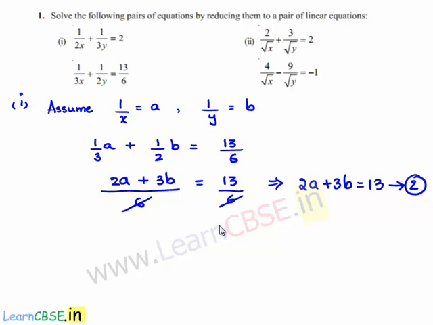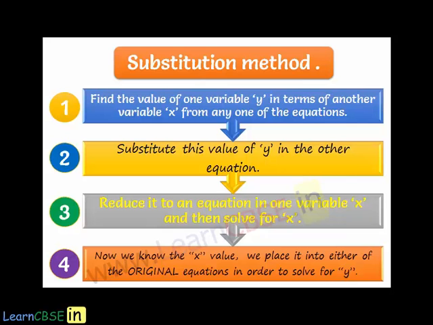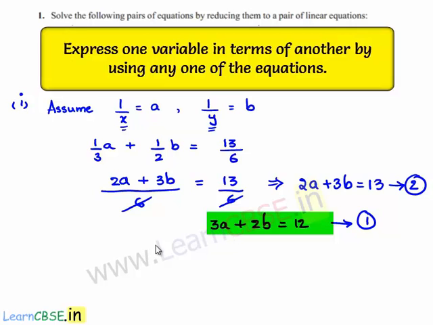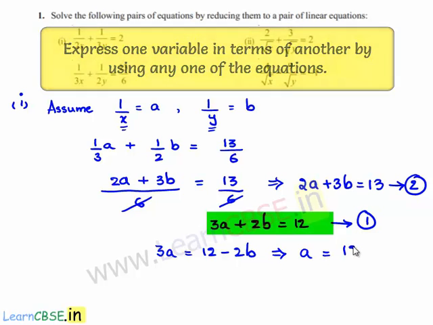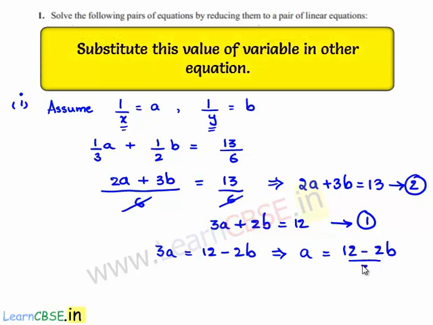We have got the first equation as 3a plus 2b is equal to 12. This is equation number 1. Now let us solve the first and second equations in order to obtain the values of a and b, from which we can obtain the values of x and y. Now the first equation can be written as 3a is equal to 12 minus 2b, that implies a is equal to 12 minus 2b divided by 3. Now let us substitute the value of a in equation number 2.